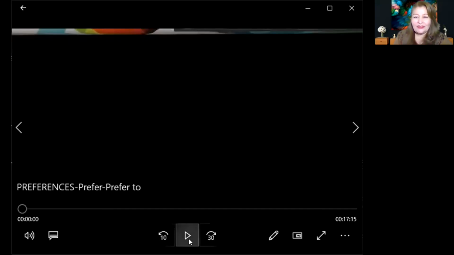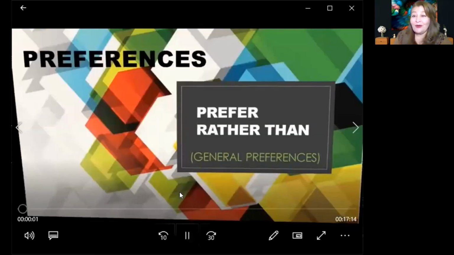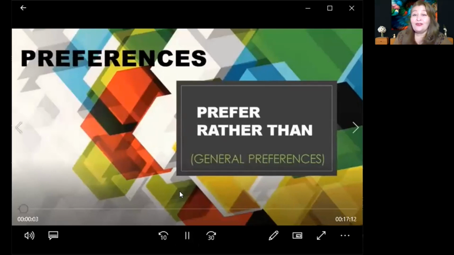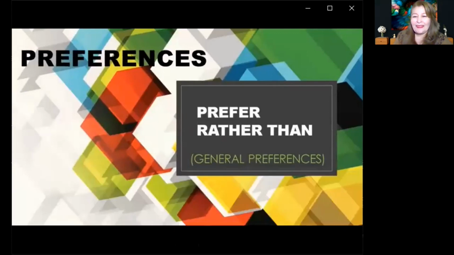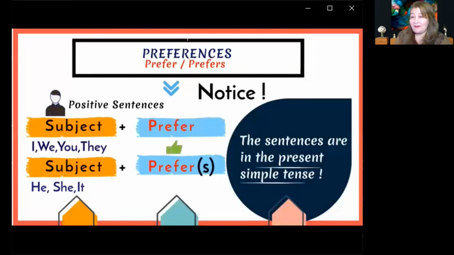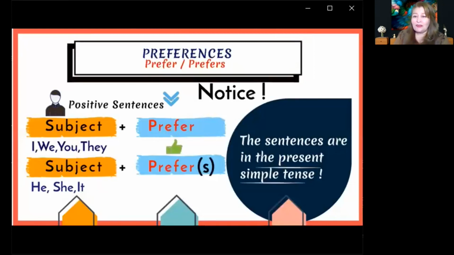Today, we're going to talk about our preferences. Let's begin. We use prefer or rather than for general preferences. I mean, in general preferences, we use the simple present tense.